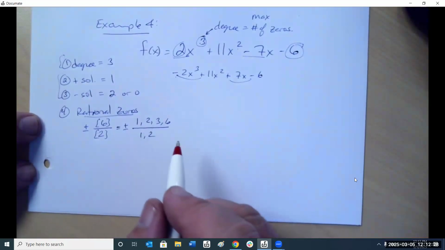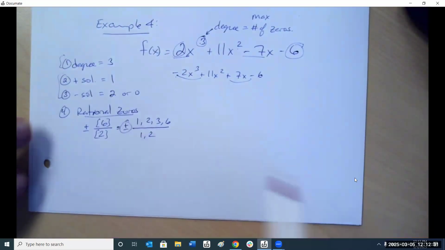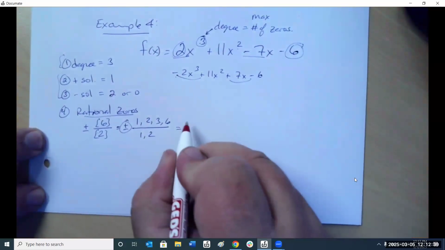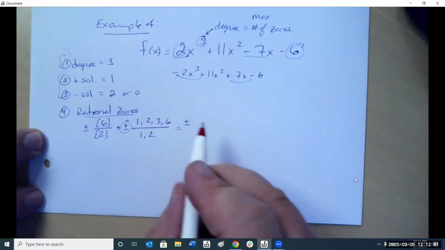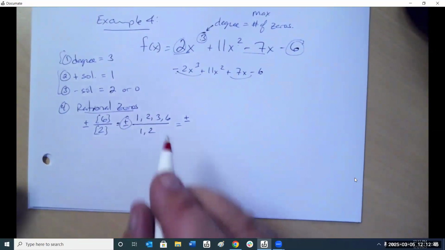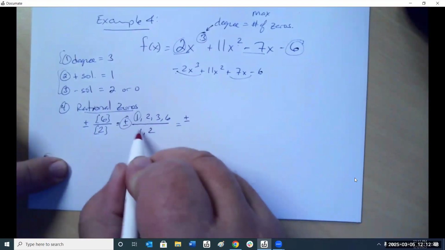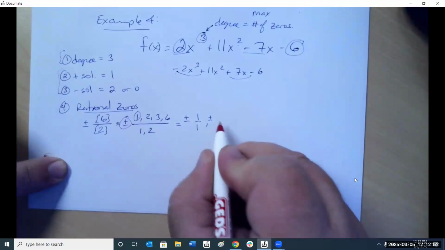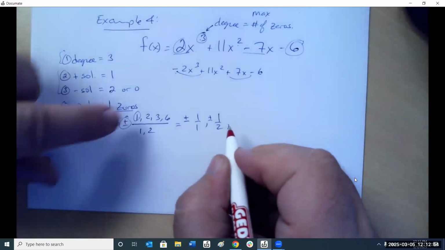4 times 2 is 8. 8 times 2, so we're going to have 16 possible answers to choose from, which is a lot less than infinity. Each one of these that I'm going to put down is going to be positive and negative. So I'll start with 1 over 1, 1 over 2. That's it for that one.